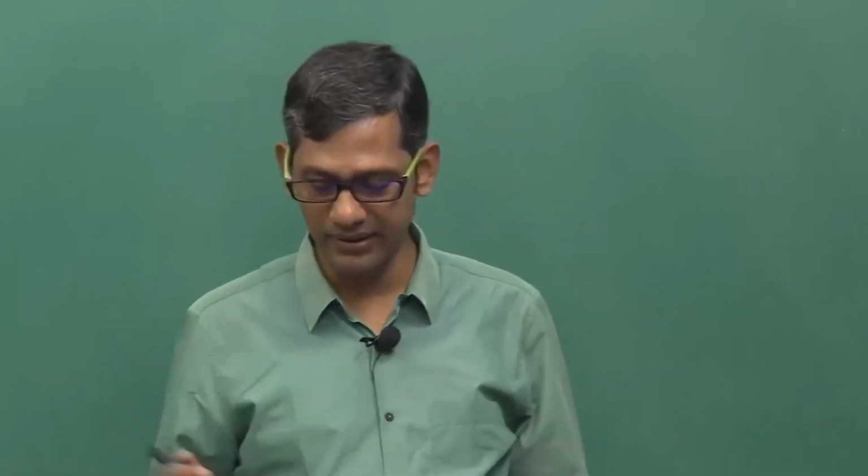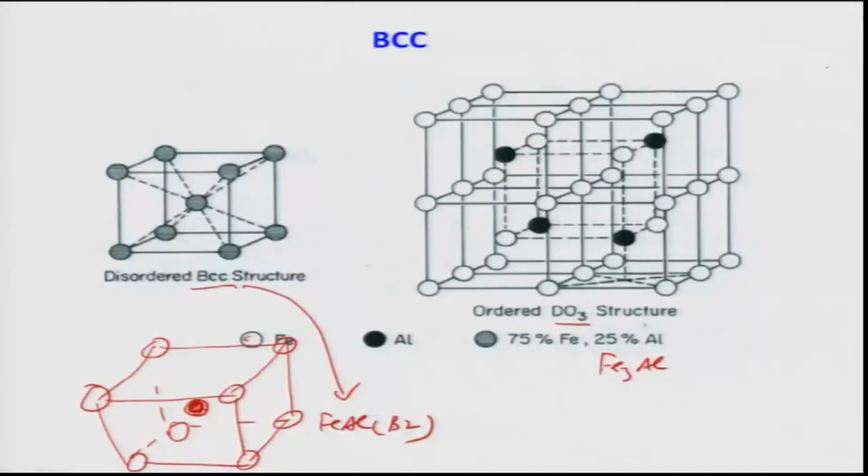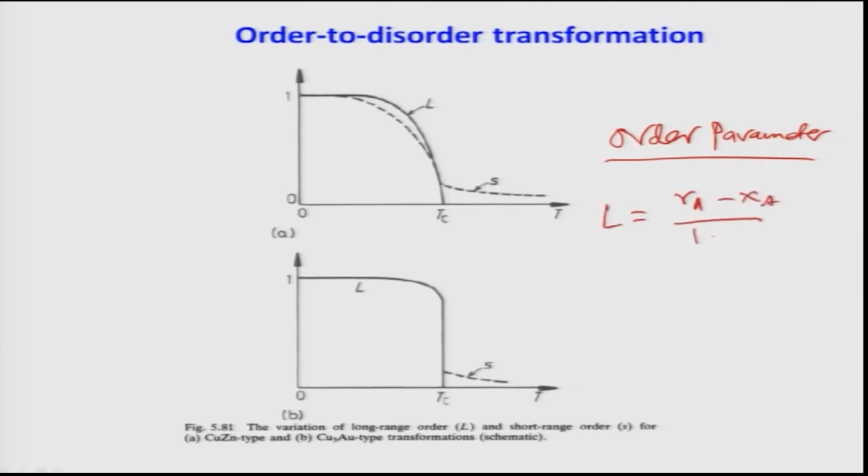How to measure that? Experimentally this can be measured using X-ray diffraction, but to measure that we need to define certain things. What you need to define is an order parameter. The order parameter tells you how well ordered a structure is. It is very simple. The Longley order parameter is defined as R_A minus X_A divided by 1 minus X_A. That is how it is defined.